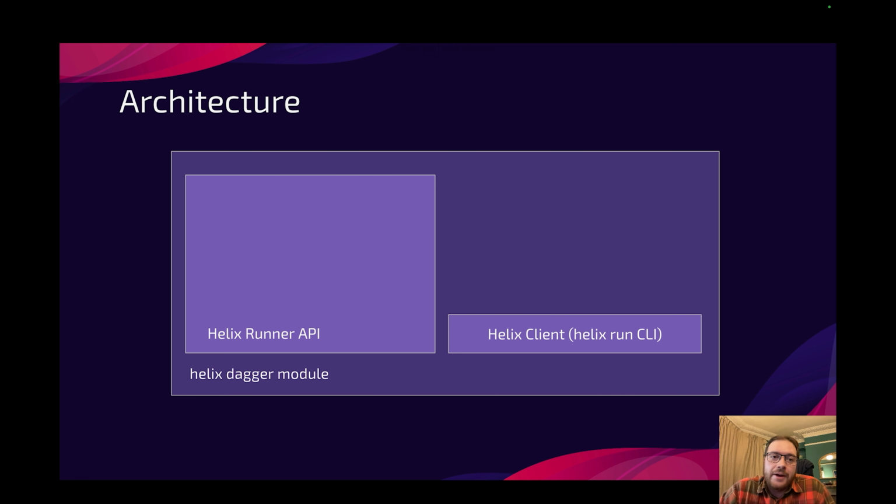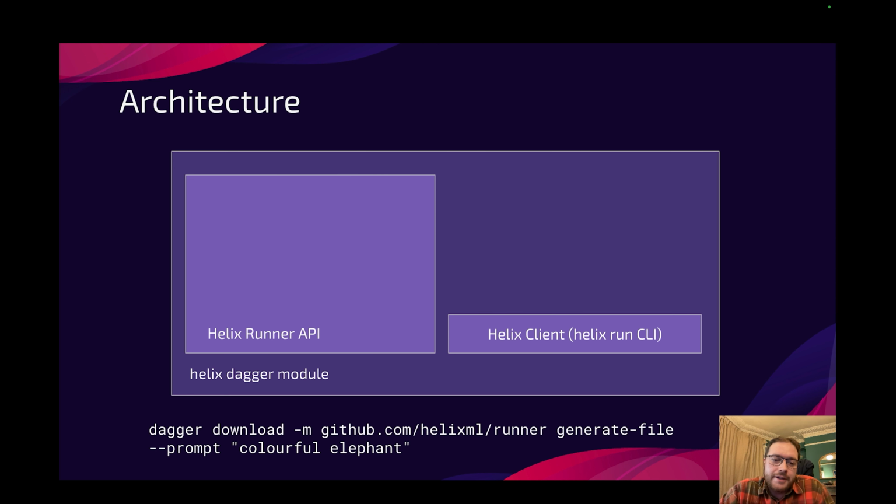So what just happened? We ran this command to download this file. That command got translated into a call into the Helix Dagger module, which internally made a call into the Helix client, which is a command line process running inside a container inside the Dagger module. The nice thing about Dagger modules is that you can encapsulate complexity inside the module. The user didn't have to know that there's a client-server architecture going on inside this thing. That's all happening under the hood.